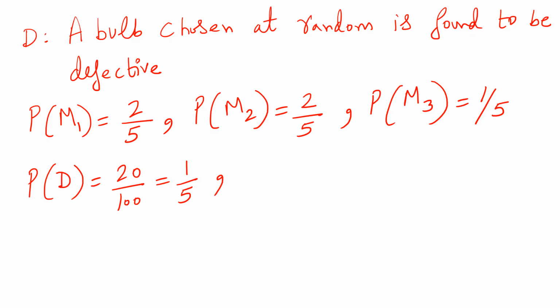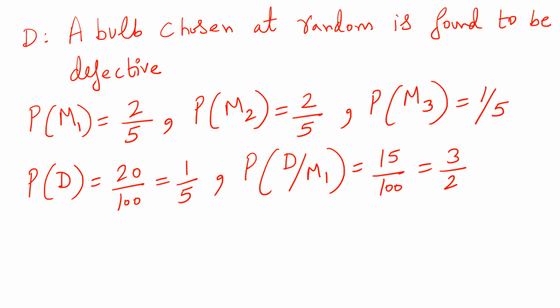We are also given that 15% of the bulbs produced by manufacturing unit M1 are defective. That means probability of D by M1 is equal to 15/100, which is further equal to 3/20. And lastly, we are given that if a bulb chosen at random is found to be defective, then the probability that it has been manufactured by M2 is 2/5. So that means probability of M2 by D is equal to 2/5.